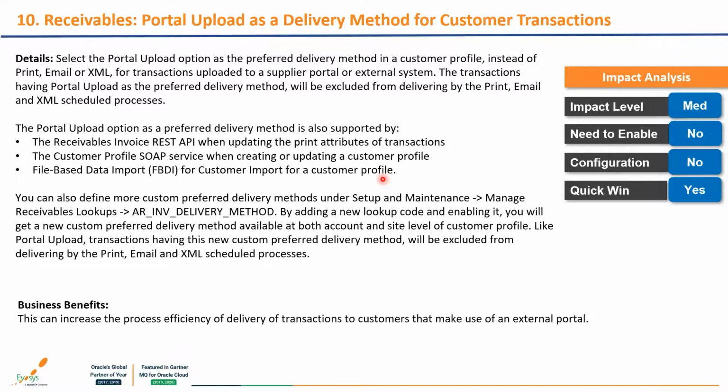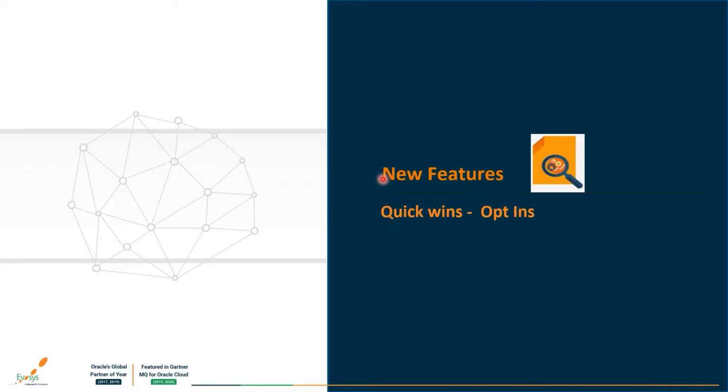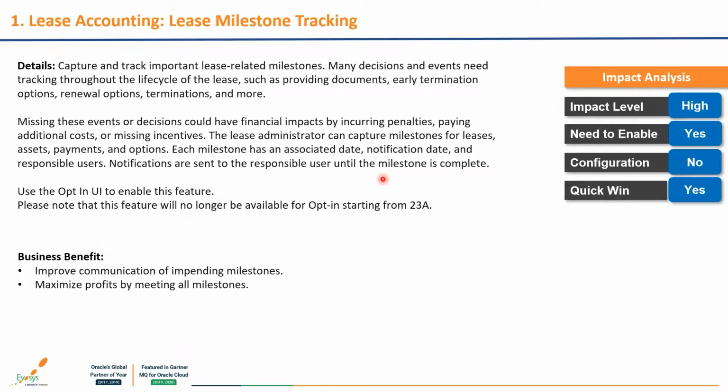So that was about quick win updates. Now let's move on to the 5 updates which are quick wins, but which require opt-ins to be enabled, right? So the first update that we have is for lease accounting. So with this update, Oracle has introduced a feature called lease milestone tracking, right?